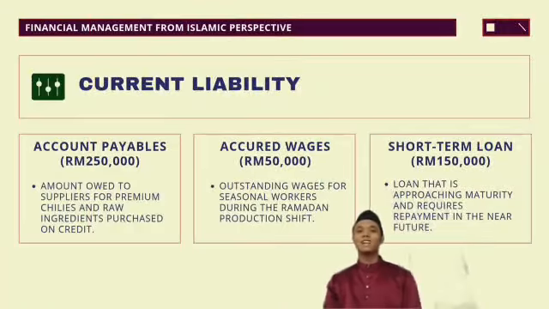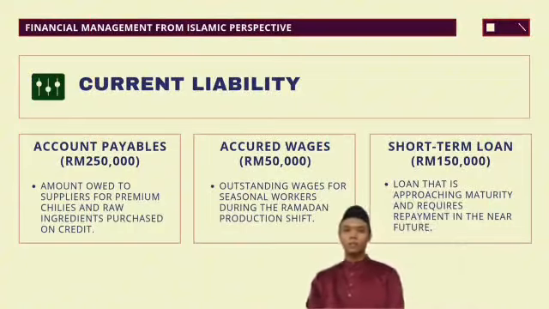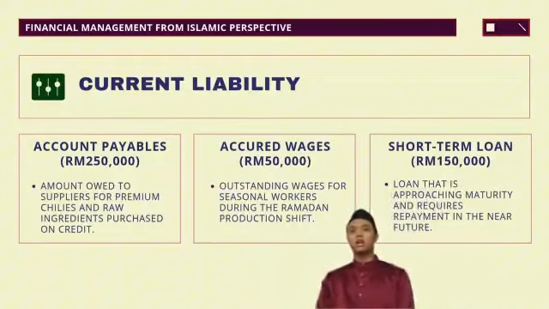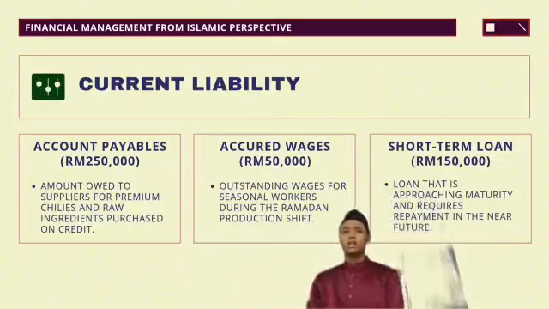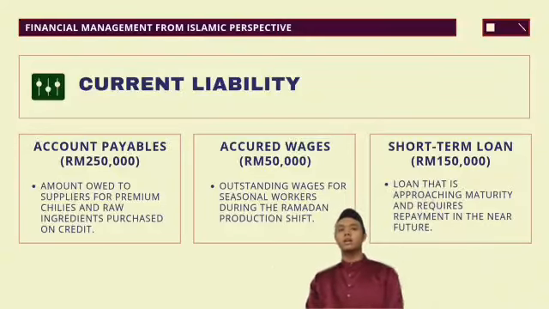This slide shows the current liabilities of KA Industries. Current liabilities are short-term obligations that must be paid within 1 year. Based on the case study, the company has three main current liabilities. First, account payable of 250,000 ringgit owed to suppliers for raw material. Second, accrued wages of 50,000 ringgit that have not yet been paid to seasonal workers. Third, a short-term loan of 150,000 ringgit that is nearing its maturity date.